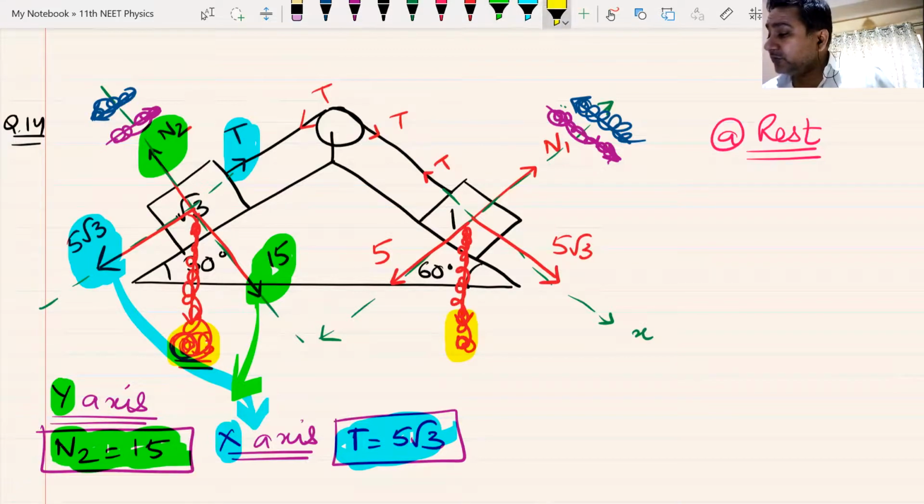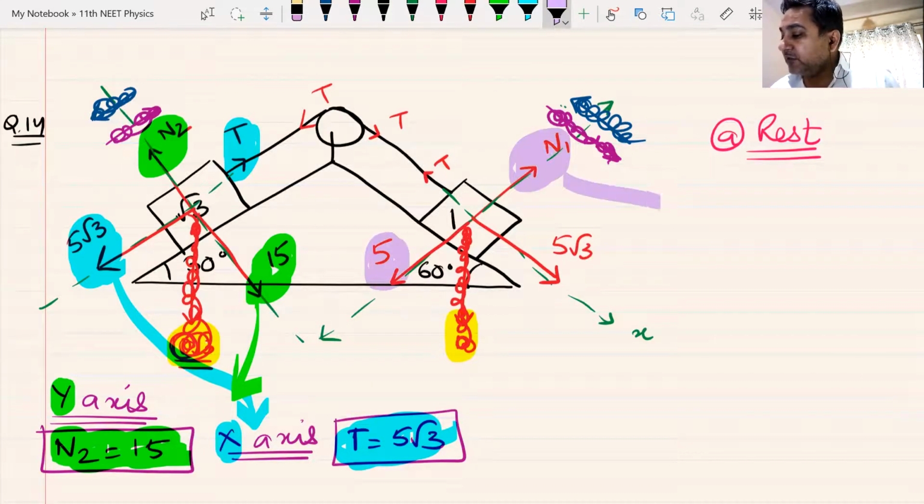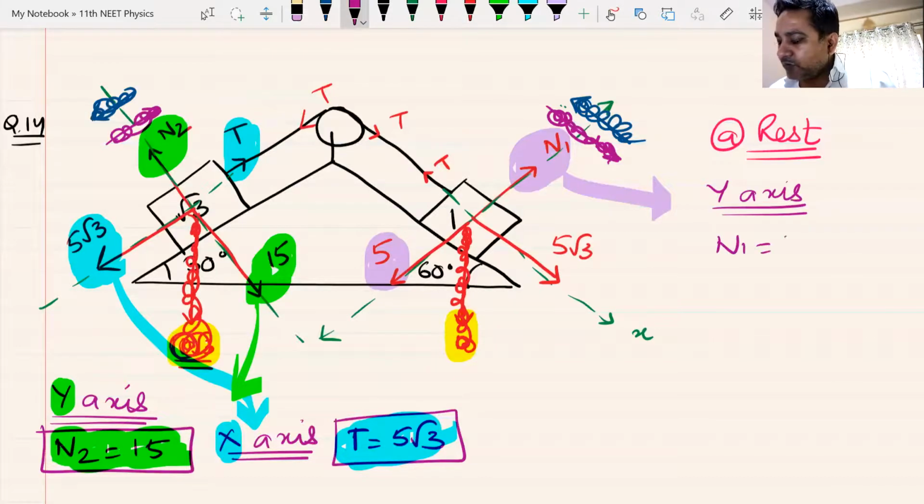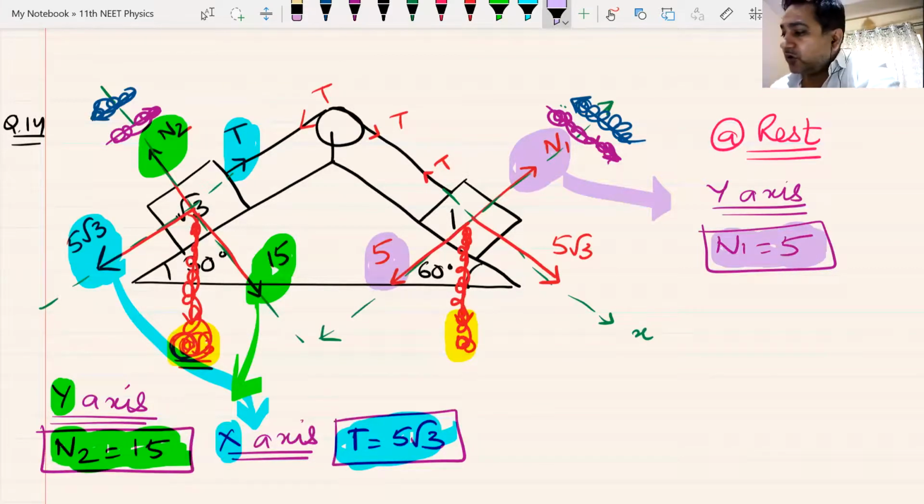Now let us move on and use this color. It looks pinkish, so I call it pink. This is the equation along the y-axis for this block. What is the equation along the y-axis for this block? N1 is equal to 5. That is the equation for this block. So far, so good. Can I have some raised hands? Yes, sir, we understand that, sir.